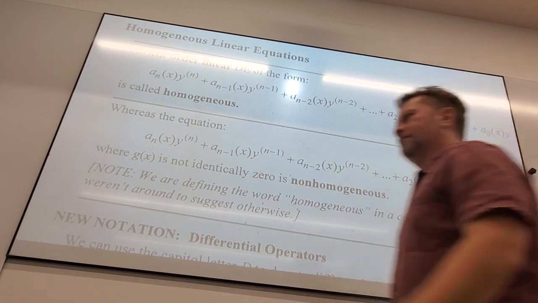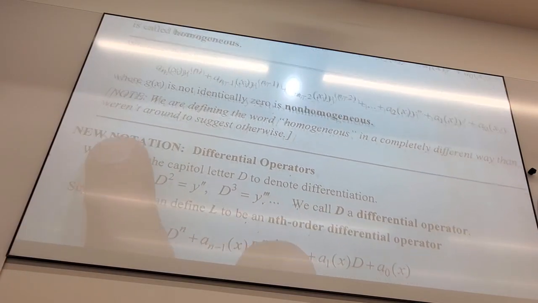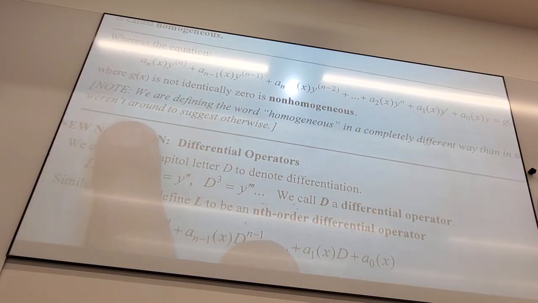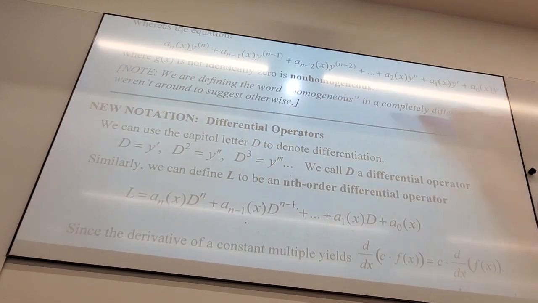I put a little note. This is one of the most exciting things about all of mathematics, when this kind of thing happens. Note, we're defining the word homogeneous in a completely different way. We weren't around to suggest otherwise. So too bad for us, right?